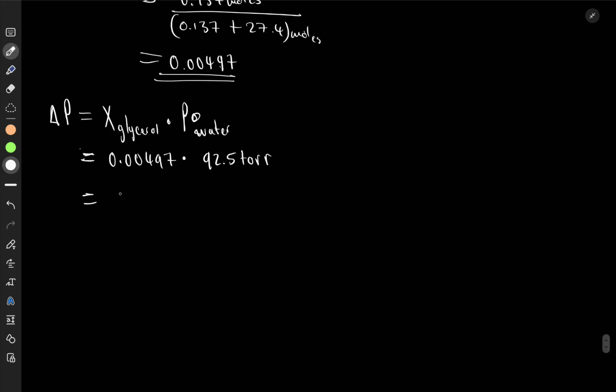We will get 0.459 torr, and this would be our final solution. All right. Exactly. This would be your final solution for your vapor pressure lowering, and you put the torr, because this would be in torr, and you're done.